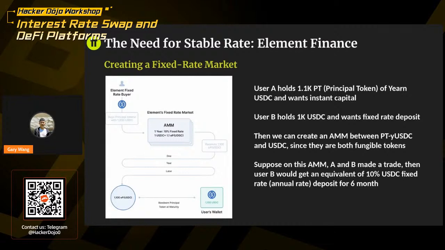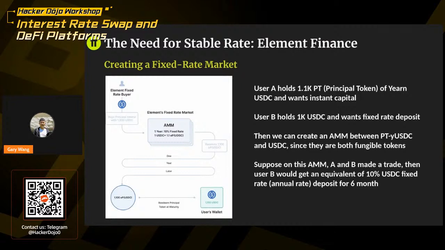So why does buying principal tokens at a discount mean a fixed rate? It can be explained via this example. User A holds 1.1K principal tokens of Yearn USDC and wants instant capital, so they want to sell principal tokens. User B holds 1,000 USDC and wants a fixed rate deposit. Since the automated market maker has a current price of 1 USDC equals 1.1 principal tokens, it will automatically match the two users, user A and user B, with each other. So they will make a trade. User B would receive 1.1K principal tokens at a cost of 1,000 USDC. Since the principal tokens will expire in half a year, the term is half a year.